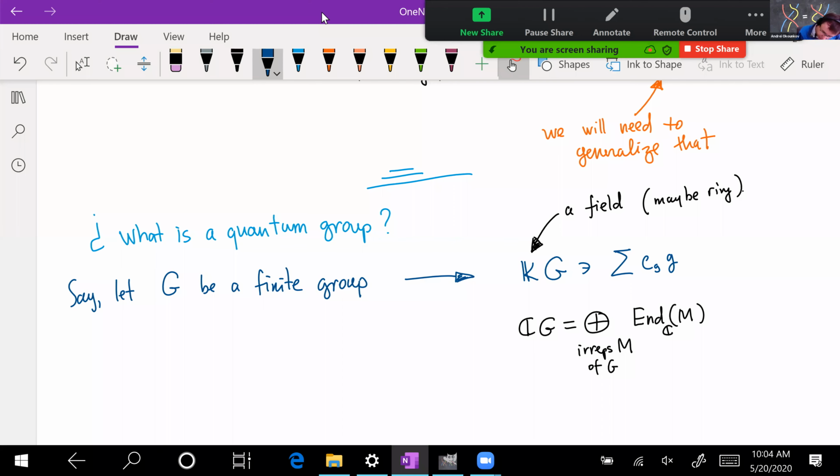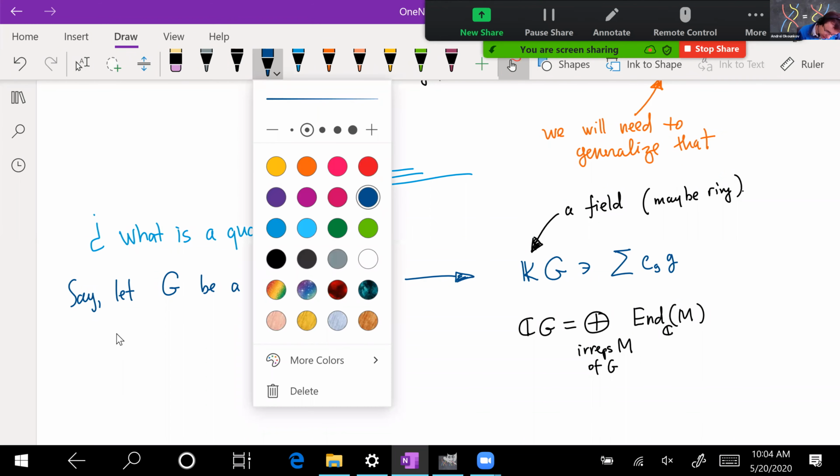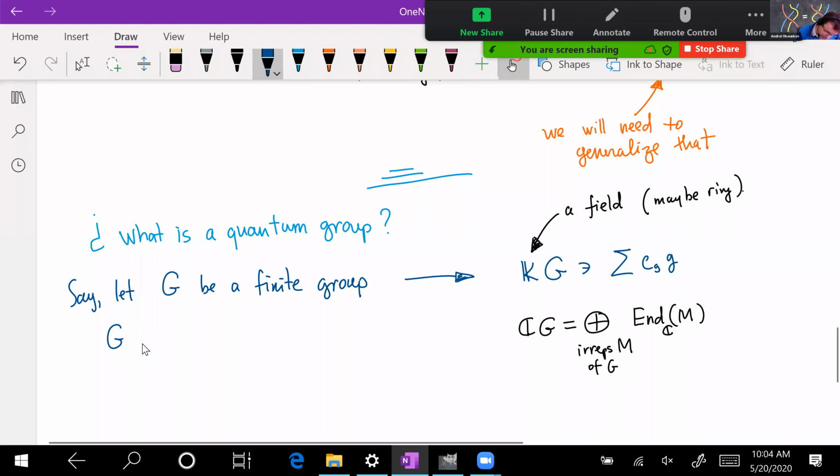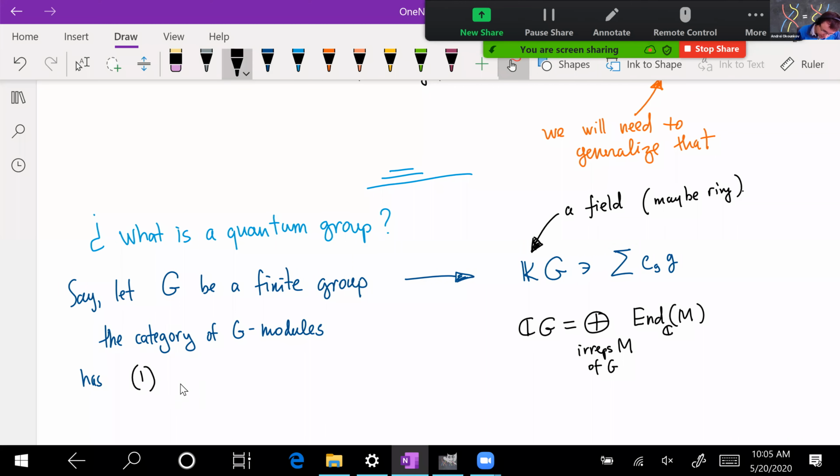What makes a group different from just an algebra is that the category of G-modules has two structures that a general algebra would not have. First of all, it has a tensor product.